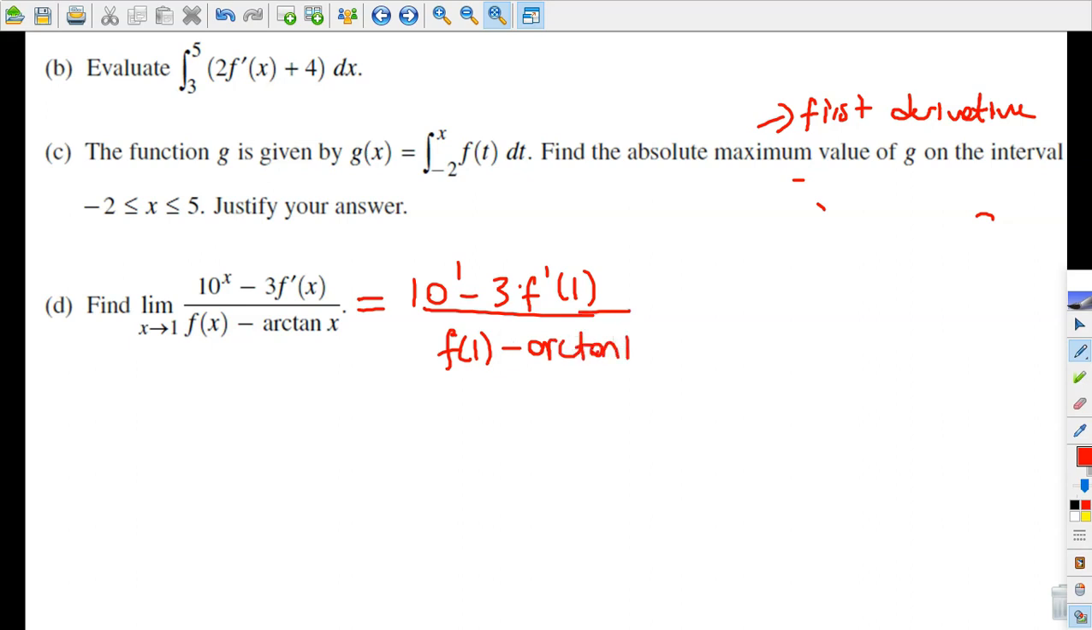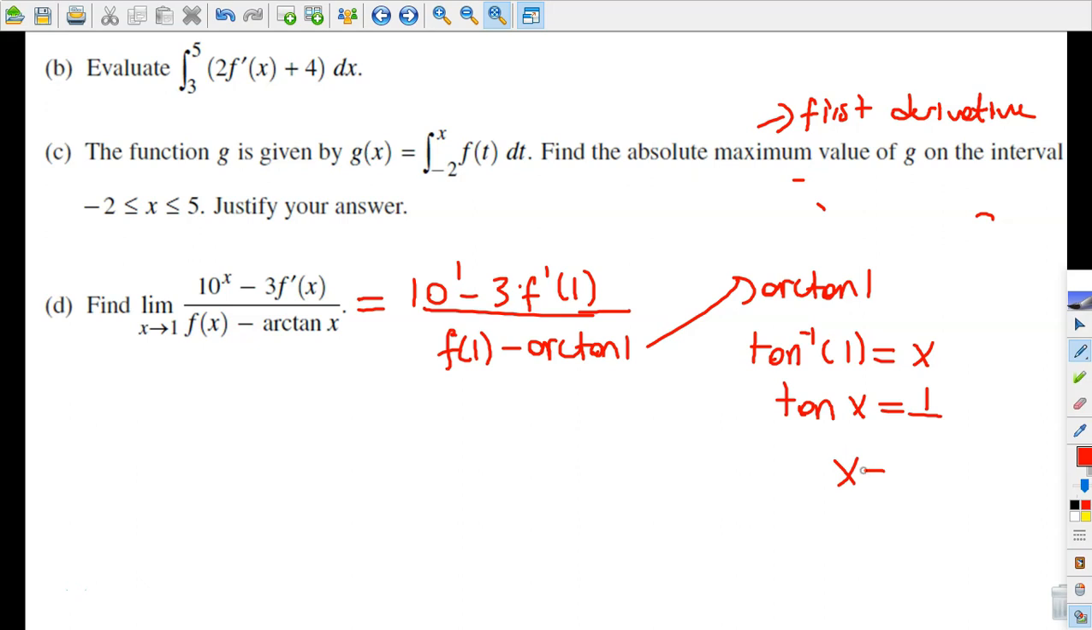So basically, first of all, this arctangent 1 can also be written as inverse tangent 1. So if I set this equal to x, from here tangent x is going to be equal to positive 1. So basically, from the definition of a tangent function, tangent will take on the value of 1 at only x equals pi over 4. So basically arctangent 1 is equal to pi over 4.